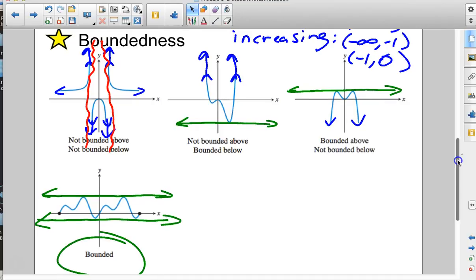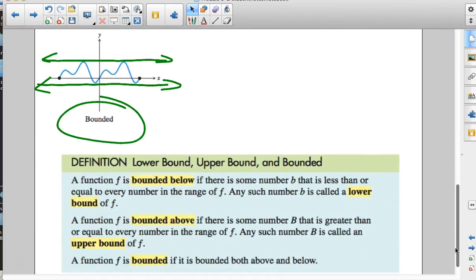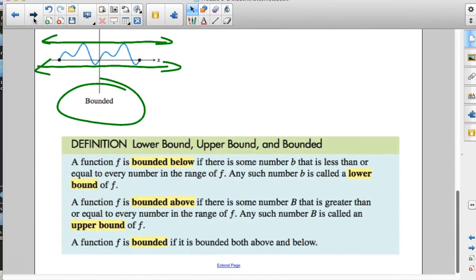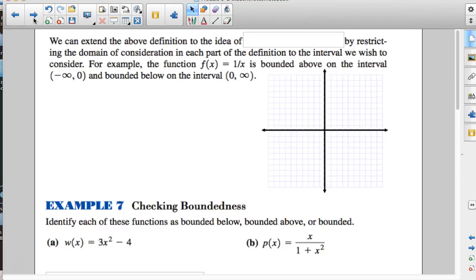So I'm going to kind of chop this up just like we had to do when we were talking about decreasing and increasing. So extend that idea, bounded on an interval, by restricting the domain, saying just for these x's right here. And it says the domain of consideration in each part of the definition to the interval that you wish to consider. And they'll tell us what interval we should be looking on for.